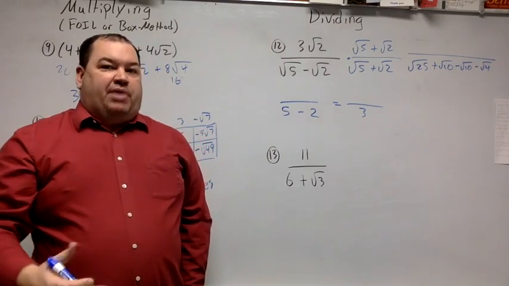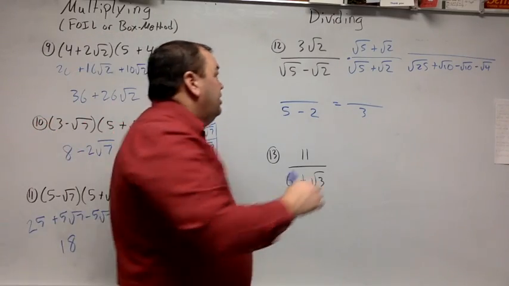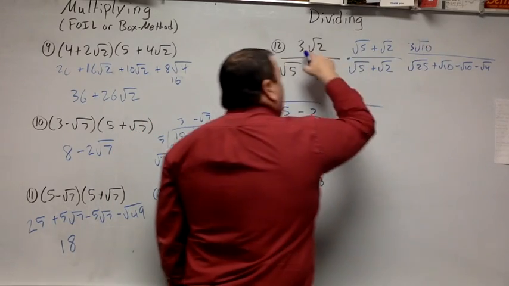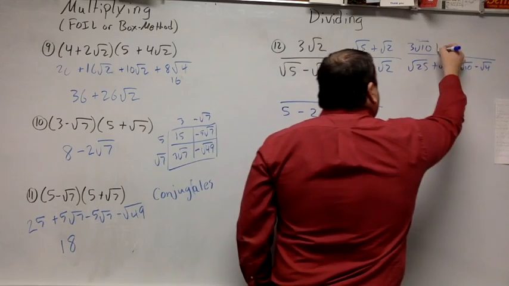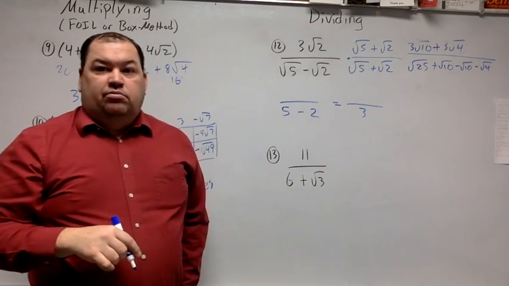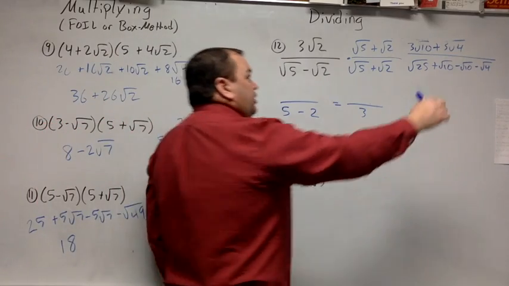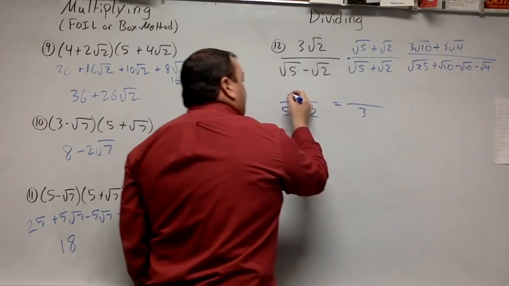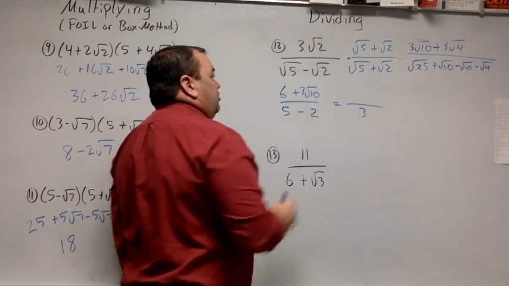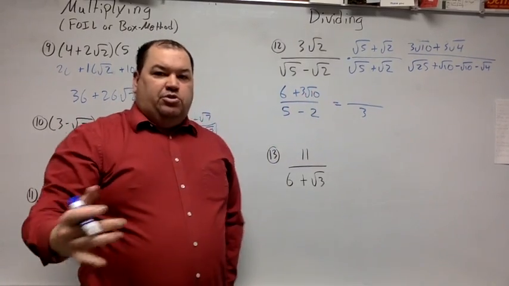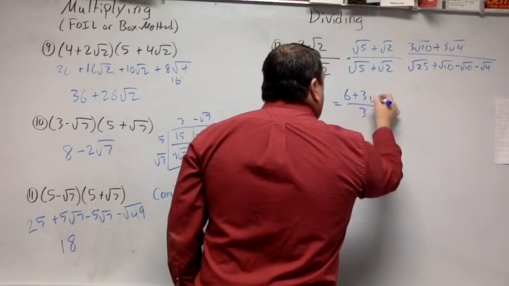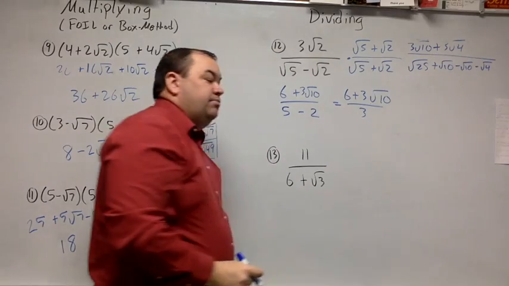Now the top's going to get messy. I understand that. Here I get a 3 square root of 10. When I multiply here, I get a 3 square root of 4. That's one I can do. Square root of 4 is 2. So 2 times 3 gives me a 6. Can't do much with that square root of 10, so I'm just going to leave it alone. I have a 6 and a 3 square root of 10.